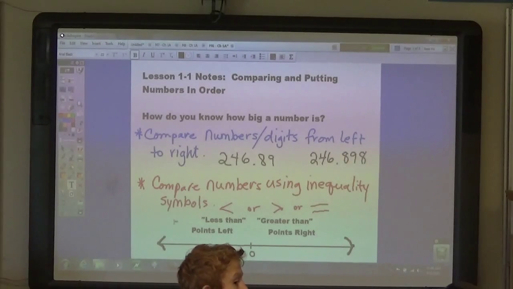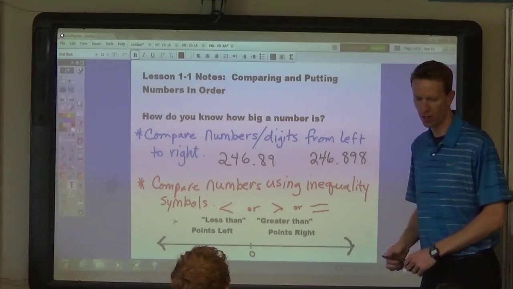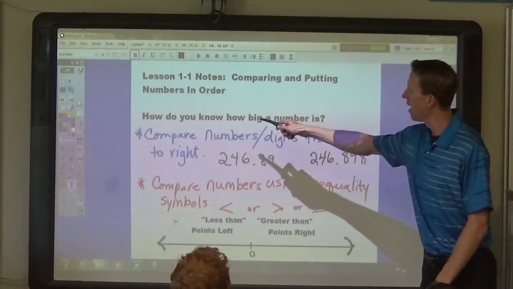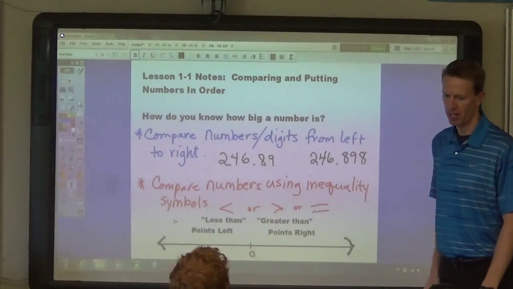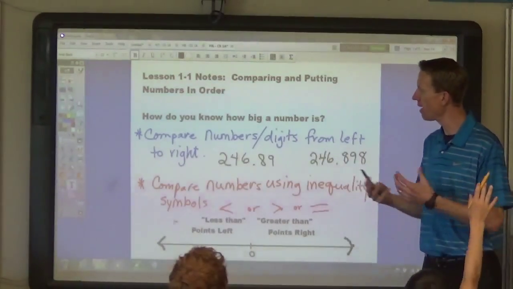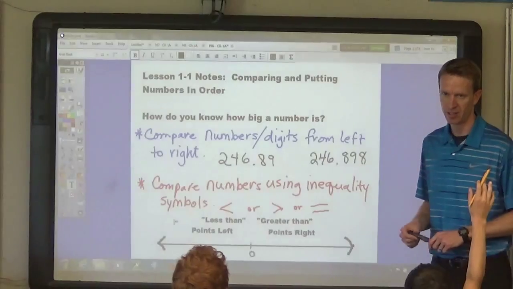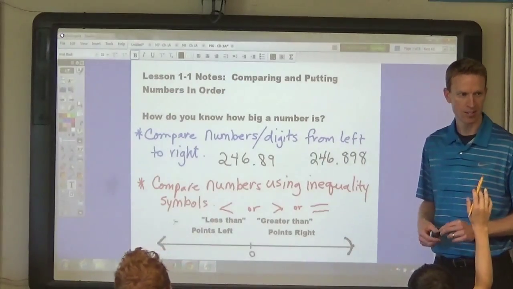Hey, sixth grade, we're going to go through lesson 1-1, okay? Comparing and putting numbers in order. How do you know how big a number is? Or how would you compare one number to another? What do you look at?